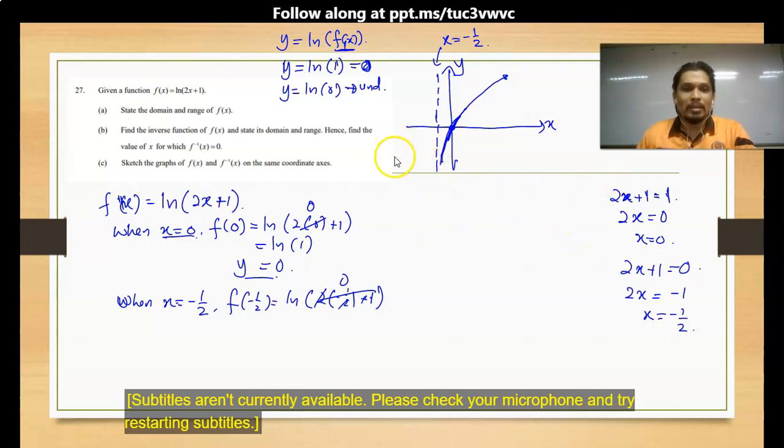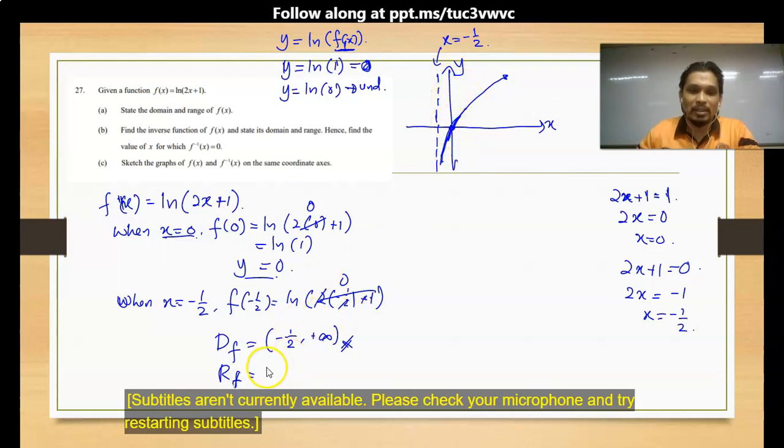State the domain and range of f. The domain of this function is all values of x on the right side here, approaching x equals negative half. So it is negative 1 over 2 to positive infinity. And the range of f, what is the range? Range is all values of y here. So it is all real numbers.